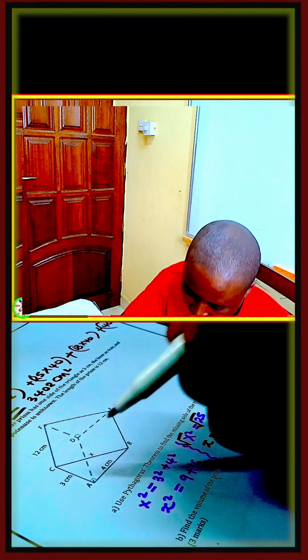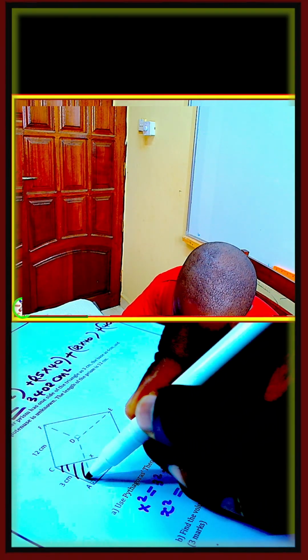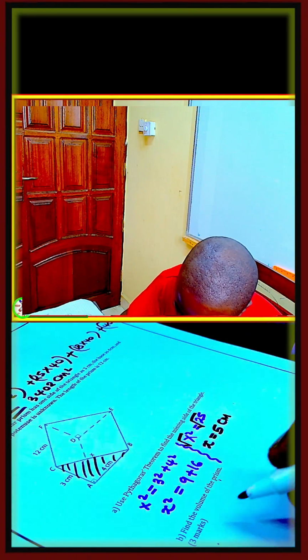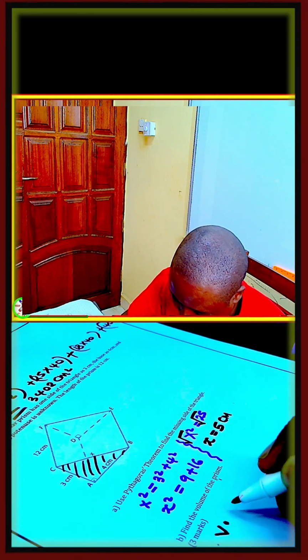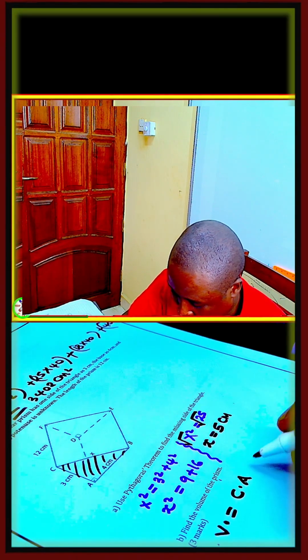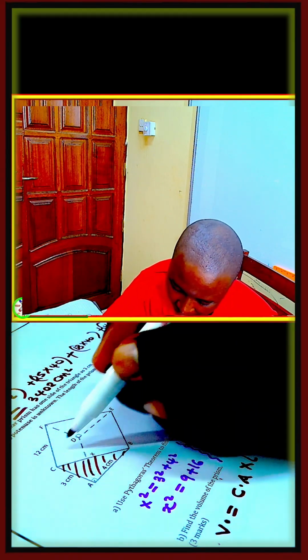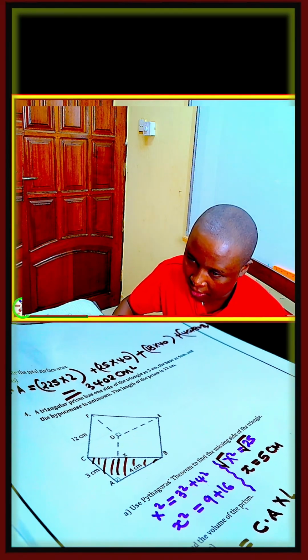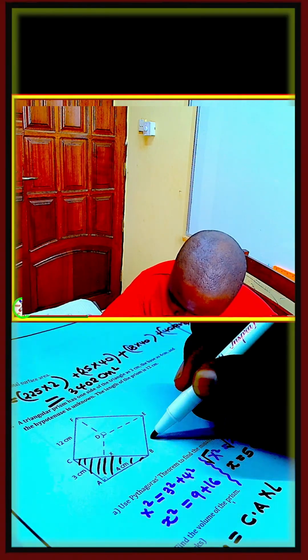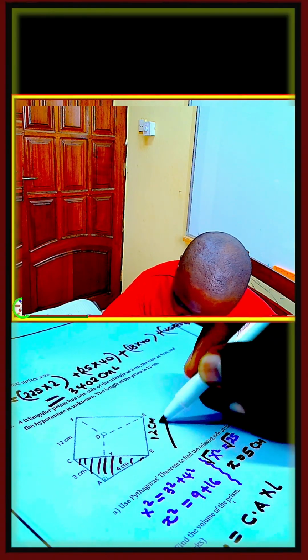Then we are supposed to find the volume of the prism, so which means we are going to find the cross-section area first. We know that volume is equal to cross-section area times length, and the length, you can see here, is basically 12 centimeters, that length there.